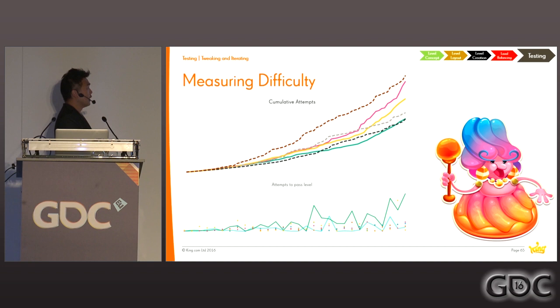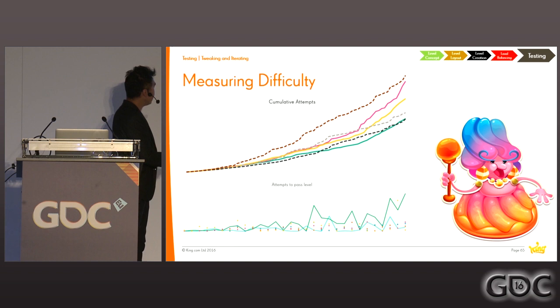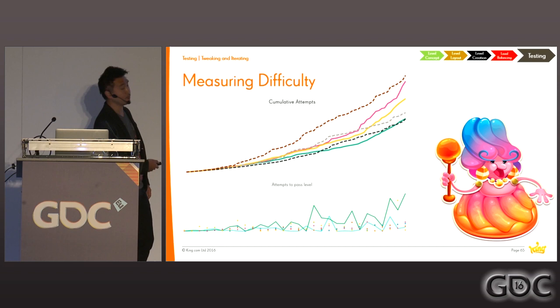We reinforce this again by analyzing the level with this graph, the average number of attempts to pass a level. Each of these points is a different level, and this shows you the average number of attempts. For example, if this is an easy level, maybe it's just 2 attempts, and this is probably a hard level, with an average of 9 or 10 attempts.